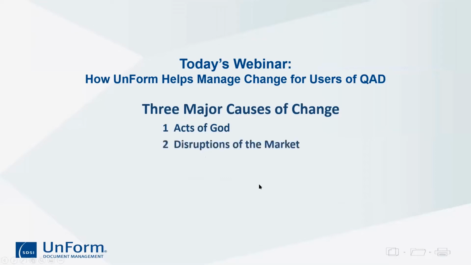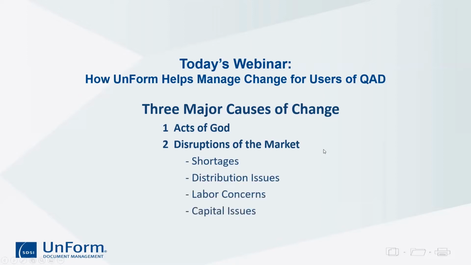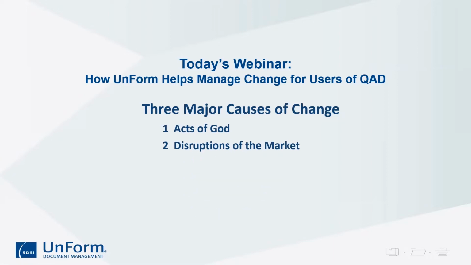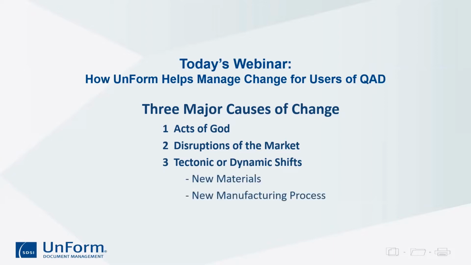The second is disruptions of the market, such as shortages, distribution issues, labor concerns, and capital issues. Lastly, there are tectonic or dynamic shifts in the market. Those are new materials, new manufacturing processes, evolution in products. Those are some. There are a lot more dynamic shifts.